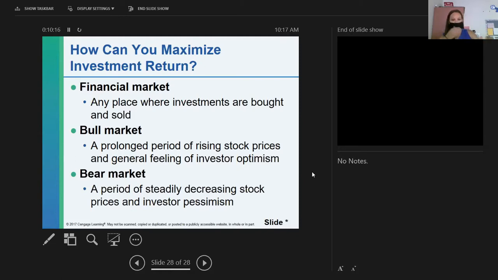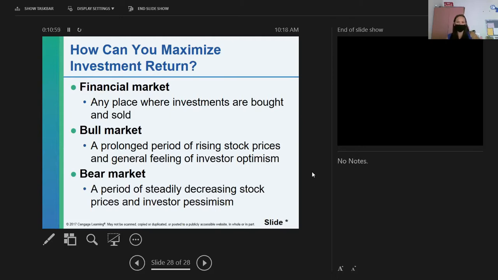And a bear market, on the other hand, is a period of steadily decreasing stock prices and investor pessimism. So some stocks may fall very quickly. And then some people will take their money out of that market because they get scared. And some people at that time decide that's when they're going to buy stocks because prices are lower than normal. Bear markets are usually very short, but your book says short and savage, meaning there are often big losses in that short amount of time.